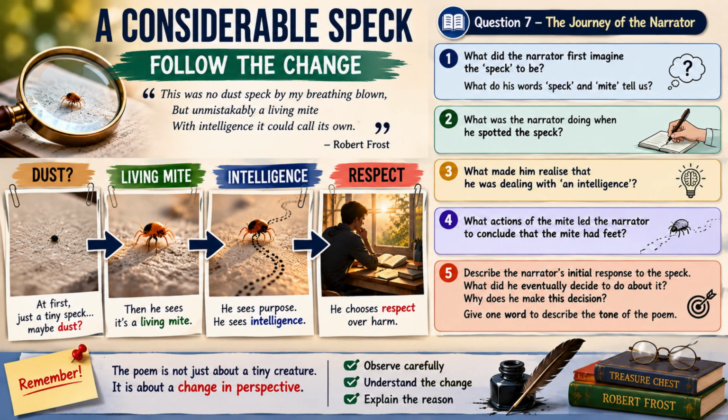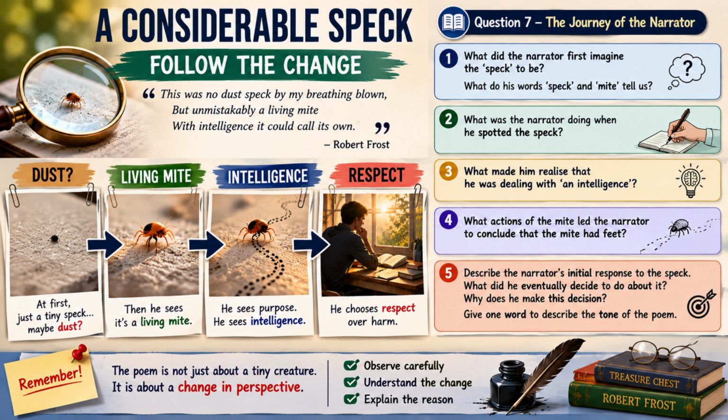Question 7, based on a considerable speck, follows the narrator's experience with the tiny creature. First, what did he imagine the speck to be? Then what was he doing when he spotted it? Then what made him realize that he was dealing with an intelligence? Then what actions of the mite led him to conclude that it had feet? And finally, what was his initial response? What did he eventually decide to do, and why?